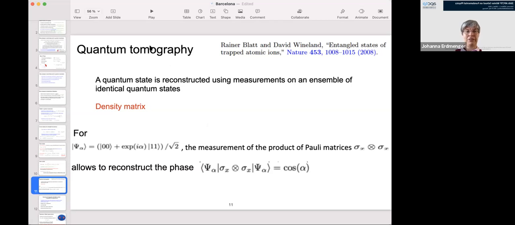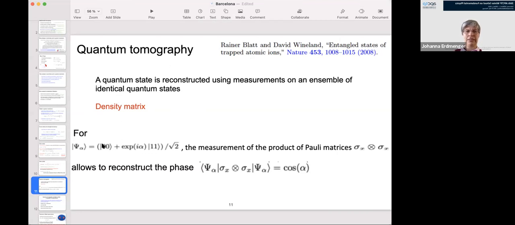We suggest to measure it in our paper using this approach of quantum tomography, for which there's a review in this paper, for instance. The idea is to reconstruct quantum states using measurements on an ensemble of identical quantum states. In this way, the density matrix of this quantum state can be reconstructed.